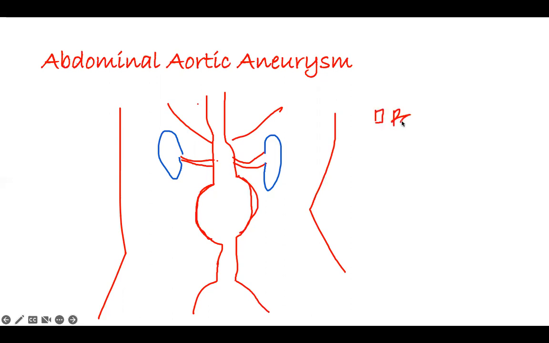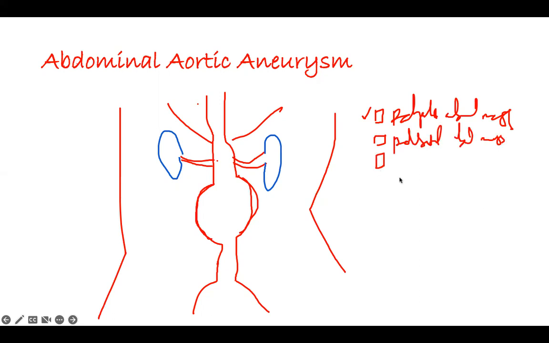Sometimes you see what we call a palpable abdominal mass. So when you examine the patient, you feel a mass palpable in the abdomen. Yes. That's aortic aneurysm. Or sometimes it becomes pulsatile. If you put a stethoscope on and listen, you can hear a bruit. And the common place to hear it is on the left side of the belly button.